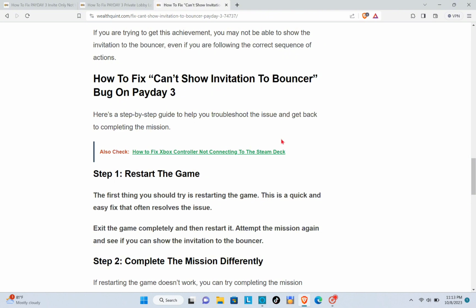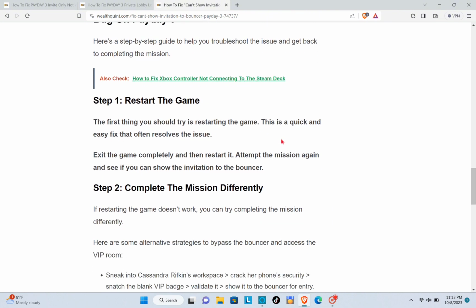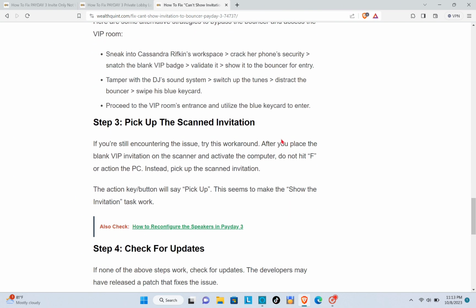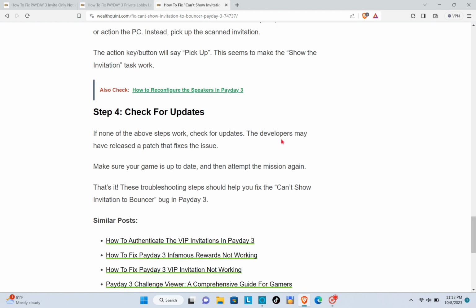The next one is how to fix the "can't show invitation to bouncer" bug on Payday 3. So for step number one, we have to restart the game. Next is to complete the mission differently. And third is to pick up the scanned invitation. The fourth one is to check for updates.